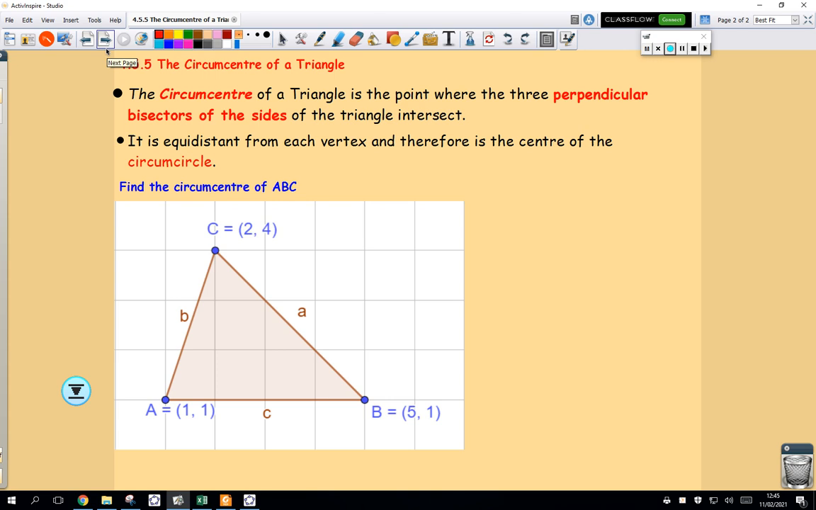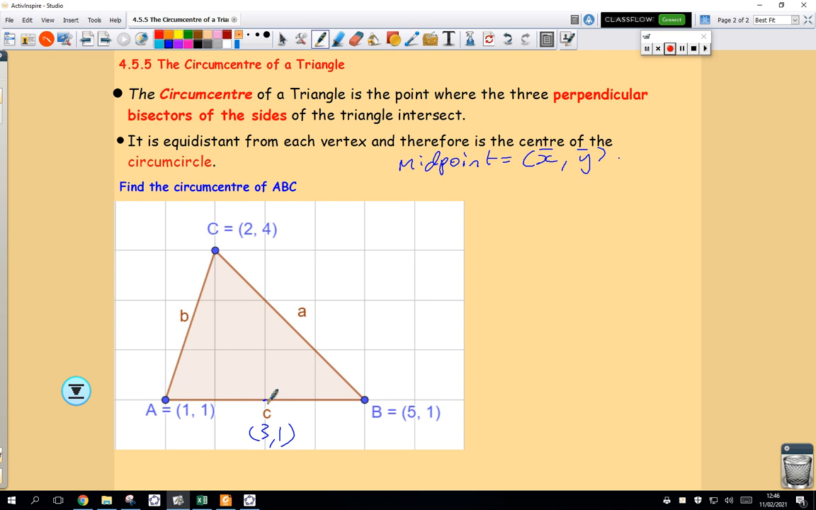So step 1, I'm going to find the midpoint of two sides. To find the midpoint, we use our midpoint formula. Remember, we said the midpoint of any side is always equal to the average x comma the average y of the two endpoints of that side. So the midpoint of the side with endpoints at A and B is going to be the point, the average of 1 and 5, which is 3, comma the average of 1 and 1, which is 1. So the midpoint of that side, little c, is 3, 1.